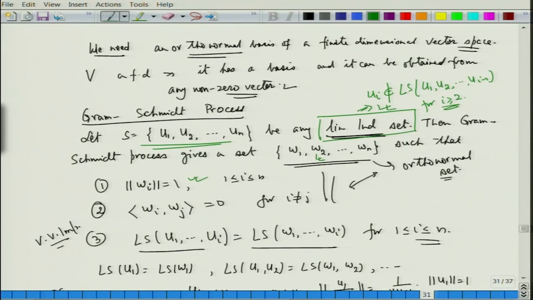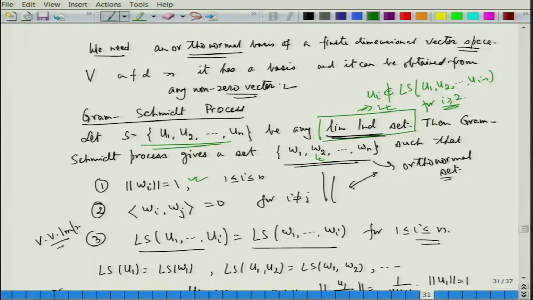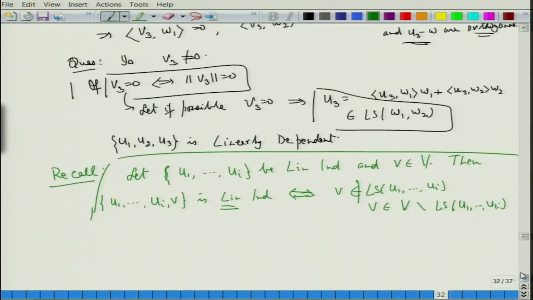Recall also that the first time it happens, I have a problem. Because if I am saying that this set is linearly dependent, it means that there exists a k such that uk is a linear combination of the previous ones. That also we have proved. So what we have here is that S is a linearly independent set, and therefore ui is not a linear combination of the previous ones, and therefore at each stage everything is going smoothly for us. All right, fine.